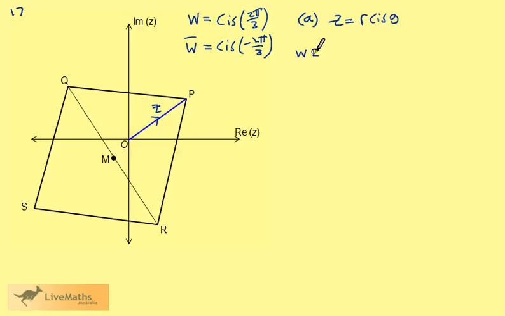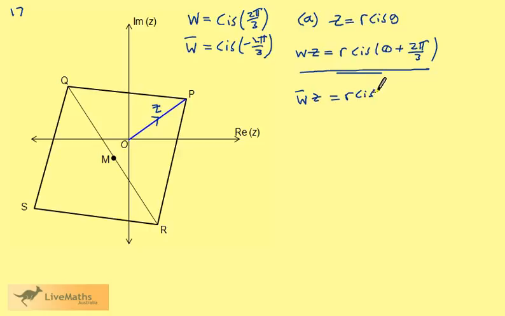So WZ would be, multiply this and this, and we get R cis theta plus 2 pi by 3. And then for W bar Z, we multiply this and this, and we get R cis theta minus 2 pi by 3.